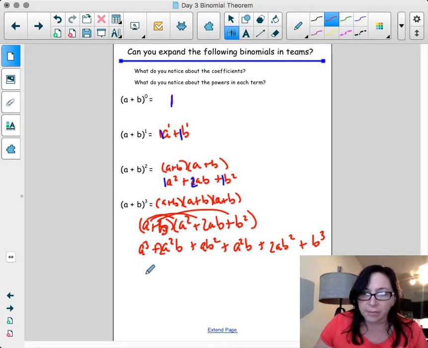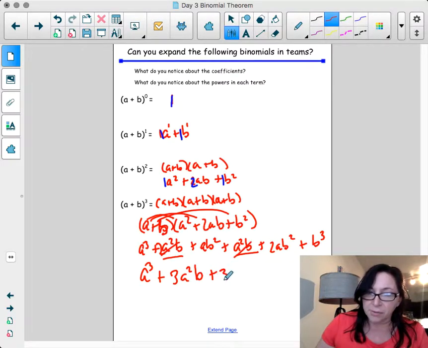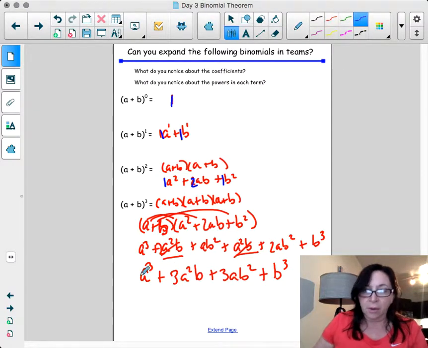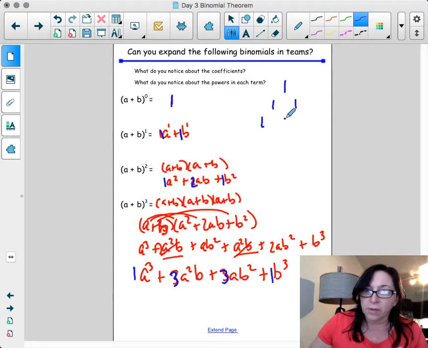And adding like terms, I'm going to get A cubed plus, now I've got an A squared B here, and I've got an A squared B here. So that's going to be 3A squared B plus, so those are gone, AB squared plus 2AB squared makes 3AB squared plus B cubed. And if you notice, my coefficients, they are 1, 3, 3, 1. And if you recall from Pascal's triangle, 1, 1, 1, like that, 1, 2, 1, 1, 3, 3, 1.